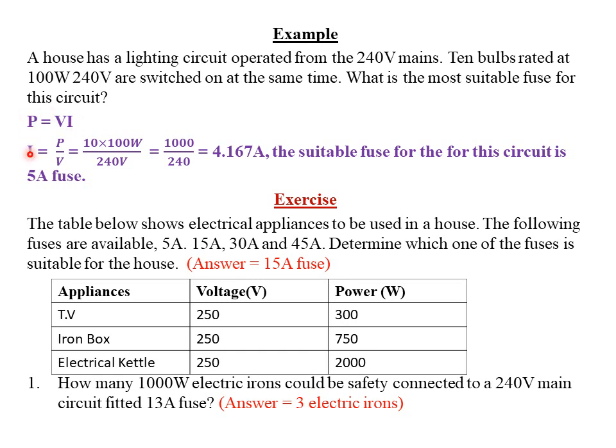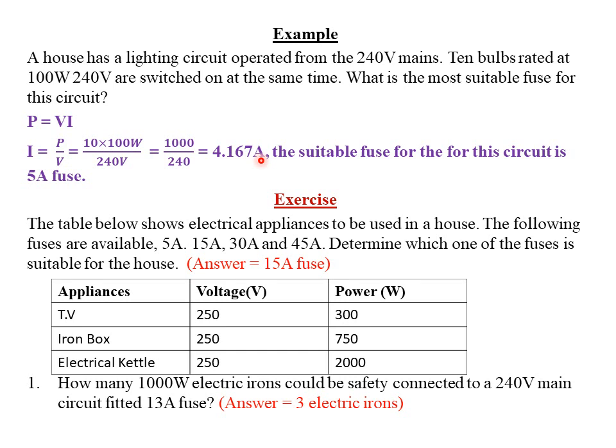So if I make current the subject of the formula, current will be equal to power divided by the voltage. Because we are dealing with 10 bulbs and each bulb has a power of 100 watt, it means the total power will be 10 multiplied by the power of one of the bulbs. So 10 times 100, of course, you'll get 1000 watt, divided by the voltage, which is simply 240 volts. So 1000 divided by 240, you are going to get a current of 4.167 amperes.